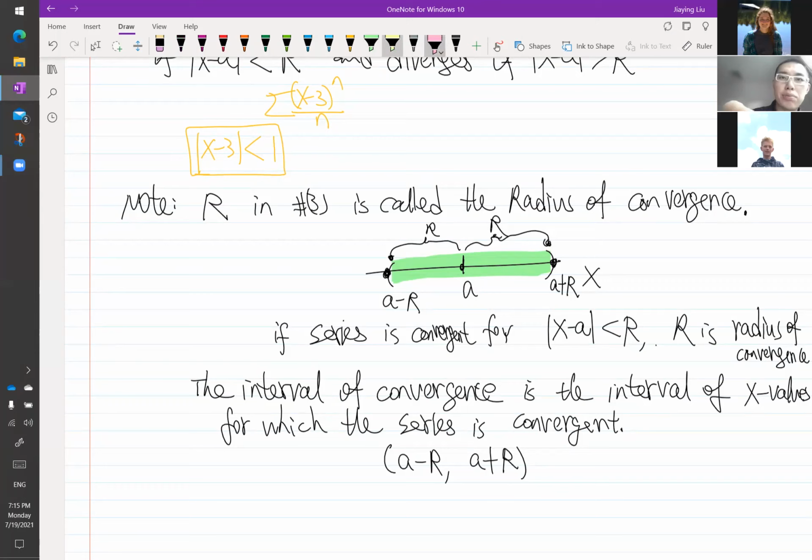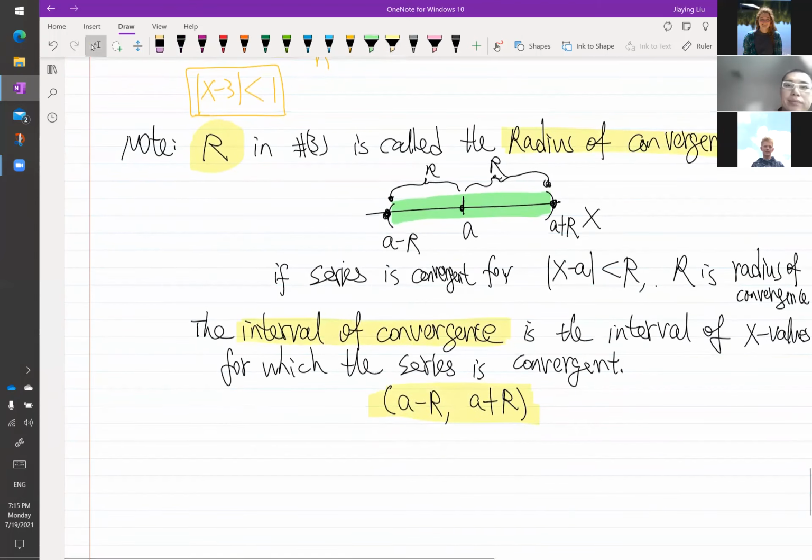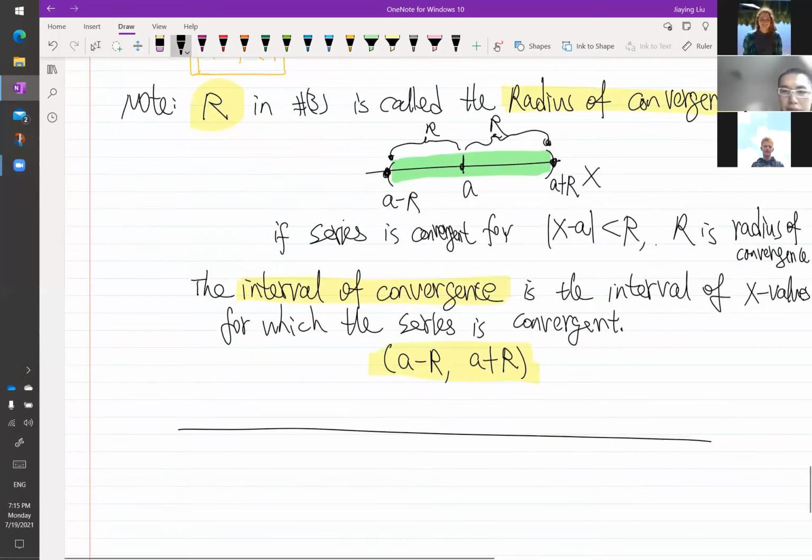So there are two terms. One is the radius of convergence, it's just the R value. One is the interval of convergence. You have to write down the interval of x values. It's always from a minus R to a plus R. So those are the terms. Let me make a table for all three cases. Hopefully it's not going to be that confusing.